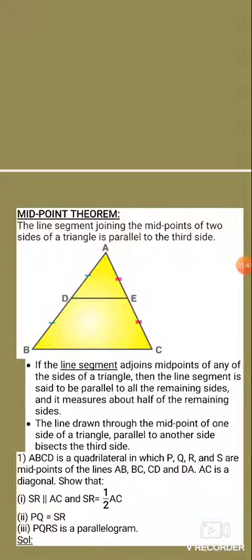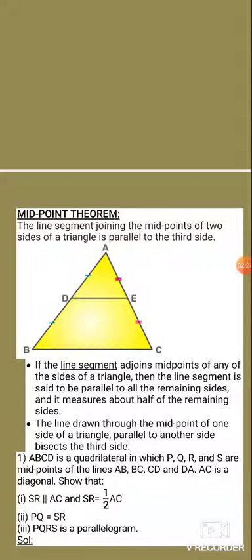Now when we join the midpoints of the sides AB and BC, that line segment is parallel to which side? AC. Same as when we join the midpoints of the other two sides BC and AC, the line segment is parallel to the side AB and it is half of that side. So here in this case DE is half of which one? BC.